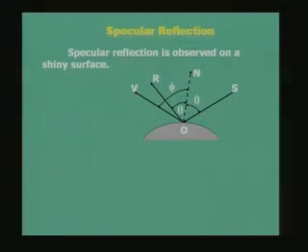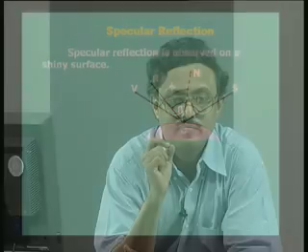In the case of a mirror, all of the light which falls on a mirrored surface gets reflected in one particular direction, given by this vector r. Whatever light falls on the object surface will get reflected along a particular direction. That is given by that vector r.